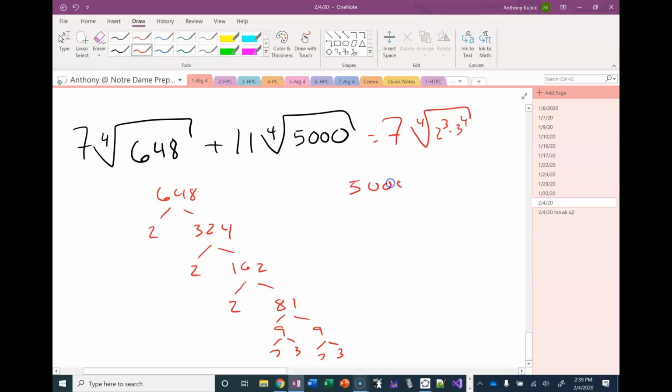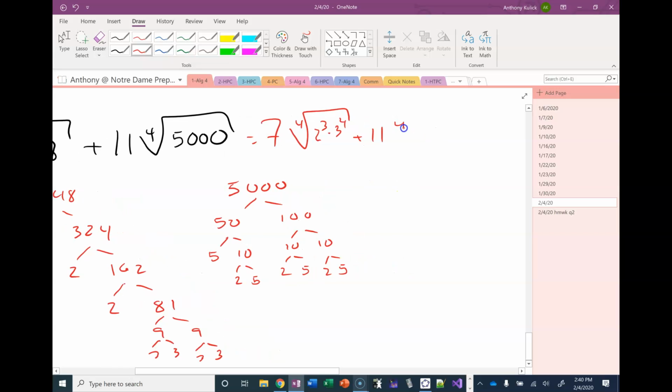Let's do the 5,000 now. How about 50 and 100? Sound good to you guys? 50 is 5 and 10. 10 is 2 and 5. 100 is 10 and 10. And 10 is 2 and 5, and 2 and 5. So that's going to be 2 to the third times 5 to the fourth. Are we all happy with that?